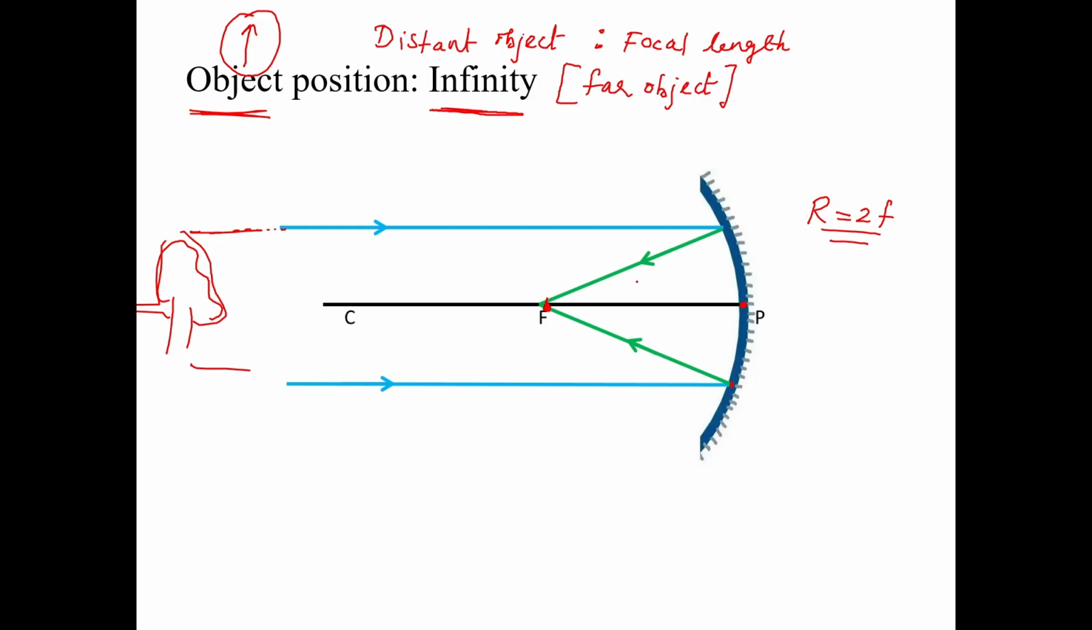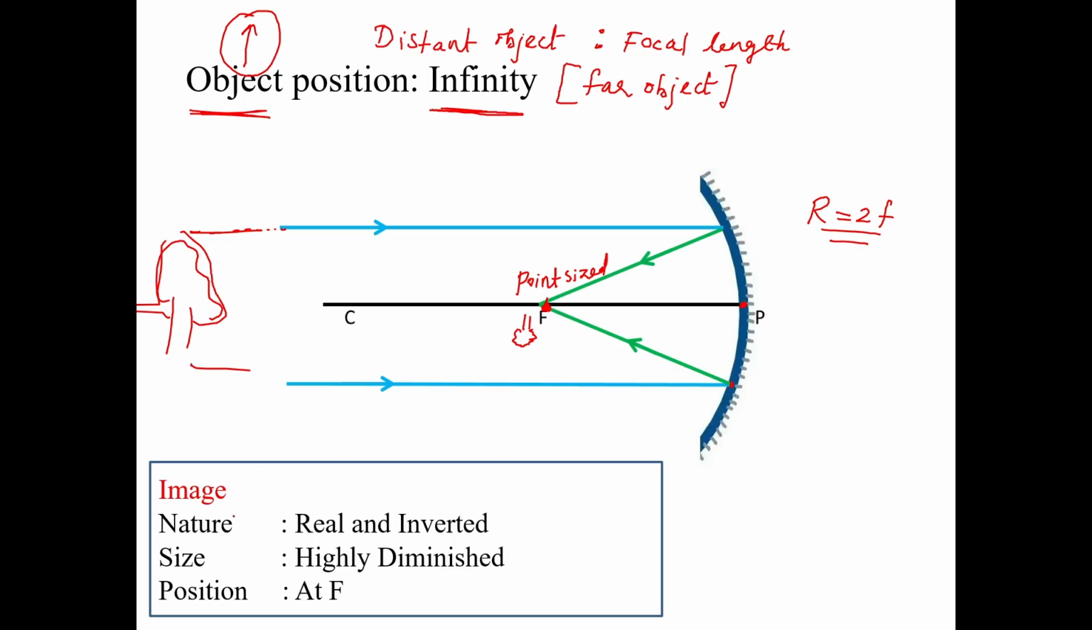Since the reflected rays are meeting in front of the mirror, this being the reflecting face of the mirror, your image will be inverted. So you will get an inverted image of the tree at this focal point. And this image will be very small, or we can say point sized. You will get a very small size of your tree here. Got it? Now let's see what are the important characteristics of the image formed.